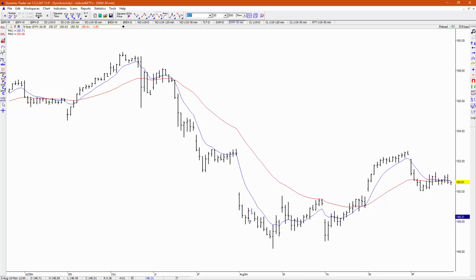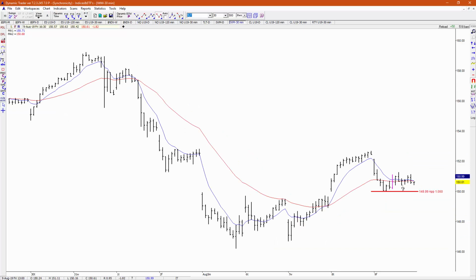Here, what I'm going to do is take these prior declines within the uptrend and project them from the recent high. That one is just about equal. Then we have this prior high to low swing that we can project. That comes in a little bit lower.